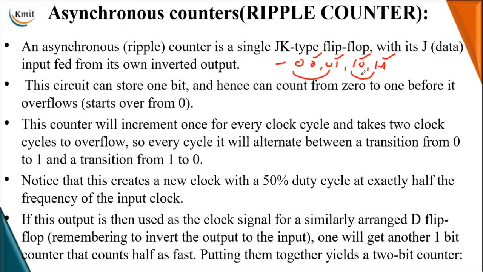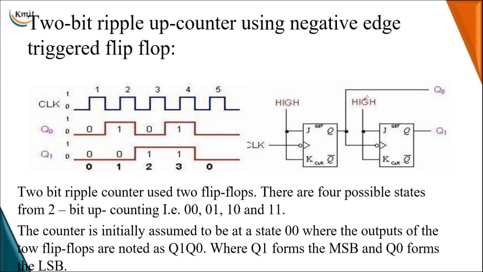So the toggling state is available only in the JK flip-flop or the toggle flip-flop. Hence, to construct your asynchronous counter, we are going to use the ripple counter. We are going to use toggle flip-flops, or any type of flip-flop you prefer that can function like a toggle flip-flop. Only those are suitable to design your ripple counter or asynchronous counter.